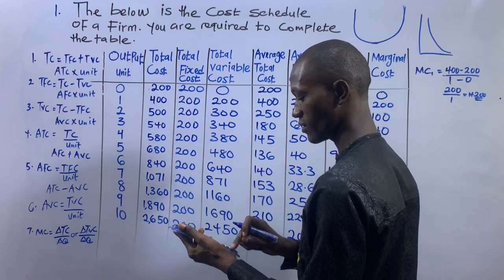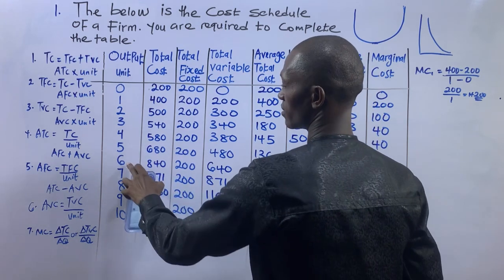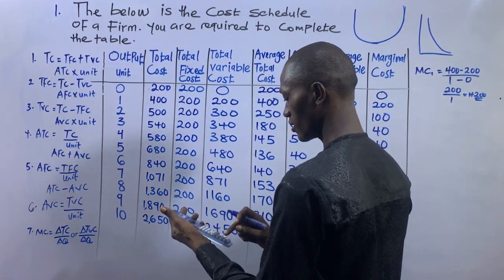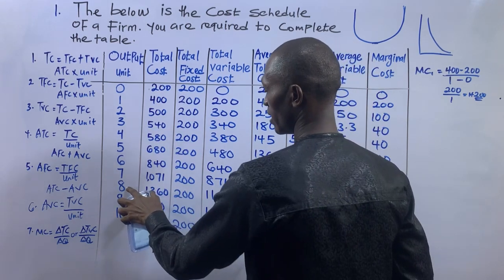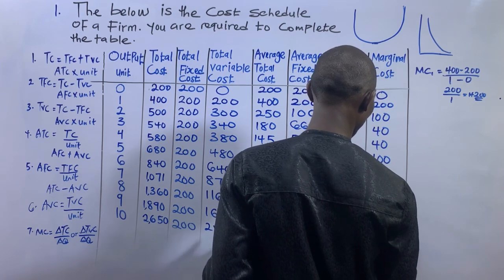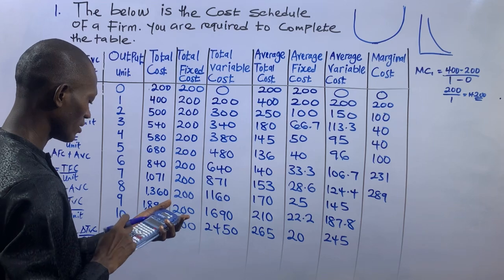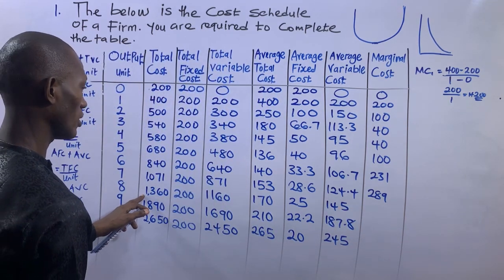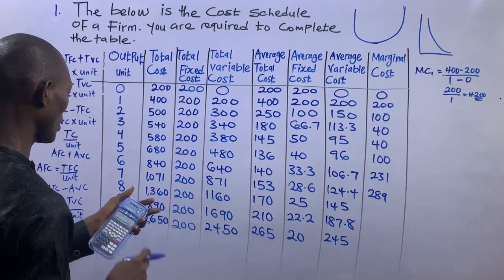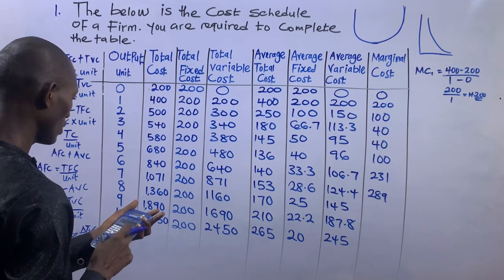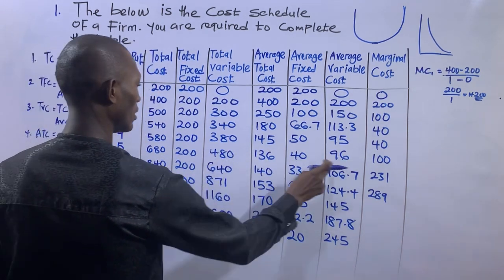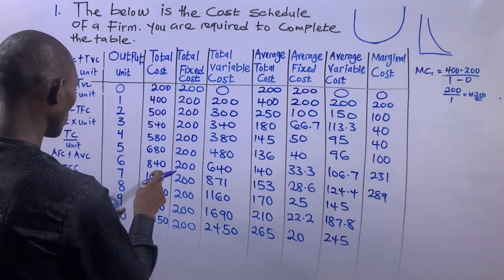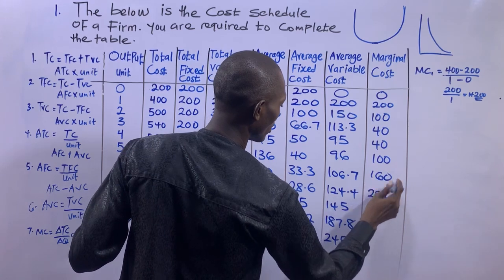Then the next, 1071 minus 840 divided by 6 minus 5, that gives us 231. Then 1360 minus 1071 divided by 8 minus 7, that gives us 289. Then 1890 minus 1360 divided by 9 minus 8. Okay, sorry, I think I've jumped somewhere here. Okay, this minus this, 840 minus 680, that's 160. So this should be 160, and this should be 231.